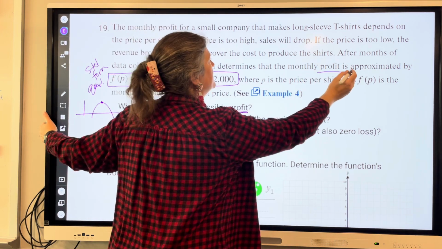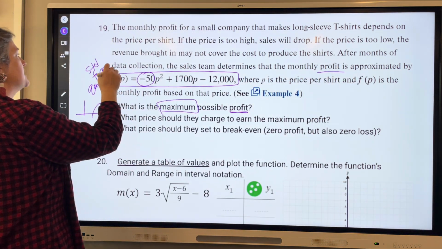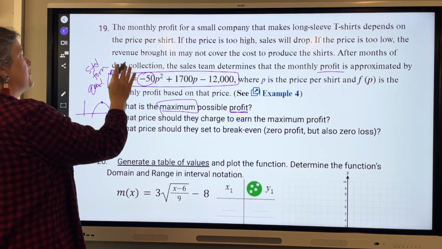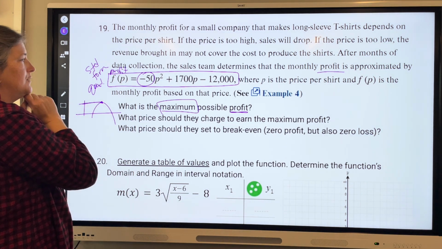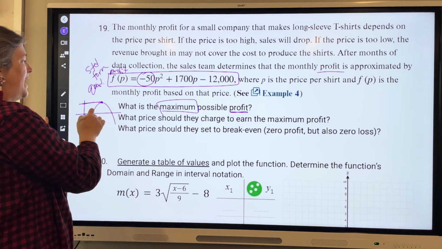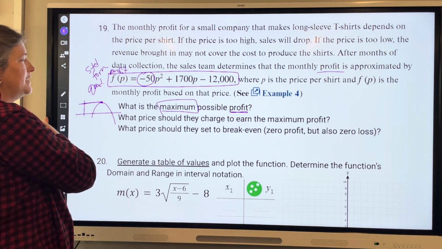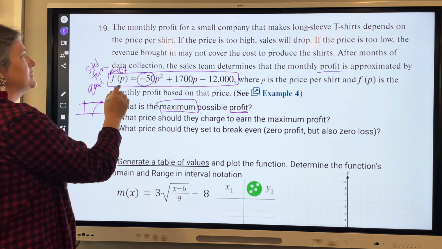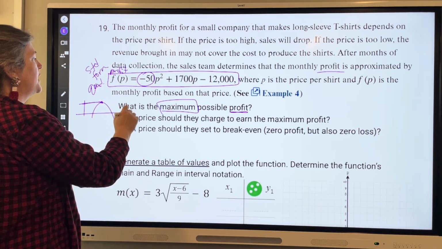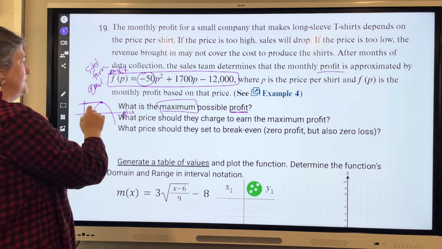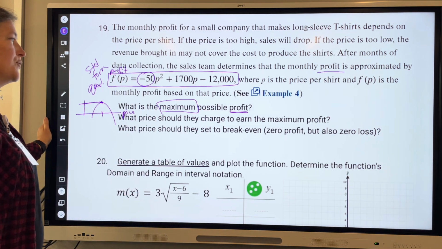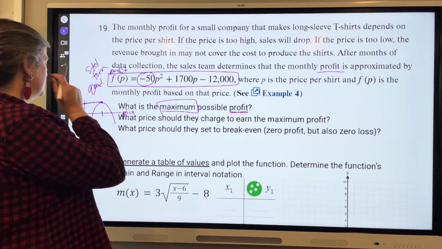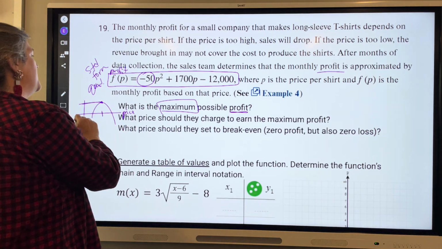The profit is approximated by, which means this is profit. So the y is my profit. I'm looking for the y value of my vertex. Now, to find that, I'm going to need to find the x value. Since P is price, this is the price axis, so I might as well start with question B. I need the price in order to earn the maximum profit, which will be the x coordinate.